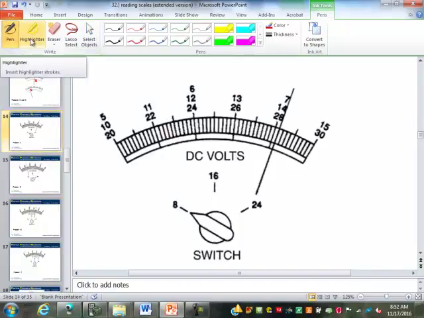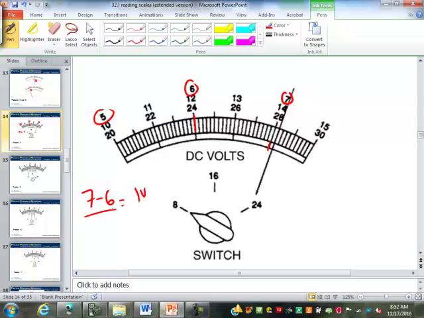How about this one? First of all, what scale do I use? The top one. It's on the 8, so I'm going to use the smallest set of numbers, this top scale. This is 6, this is 7, right? 7 minus 6, that's a 1 volt difference. How many spaces are there? Well, 1, 2, 3, 4, 5. So it's 5, 10, 15, 20 spaces. 1 volt divided by 20 is 0.05 volts per space. So this is 7.05 volts.